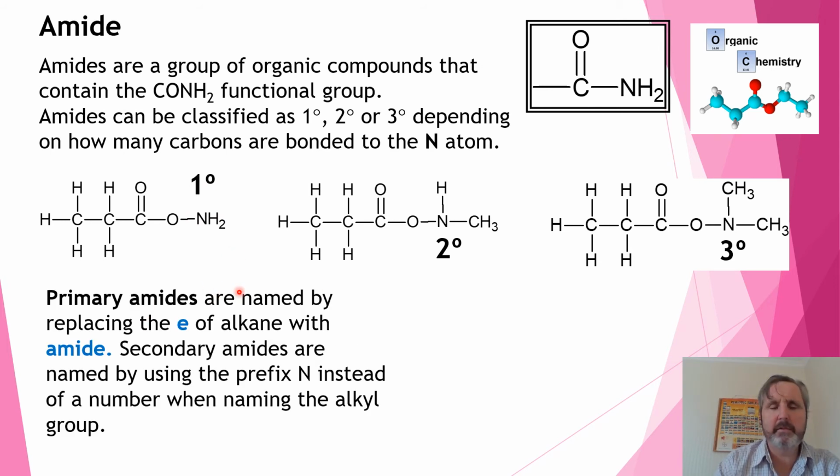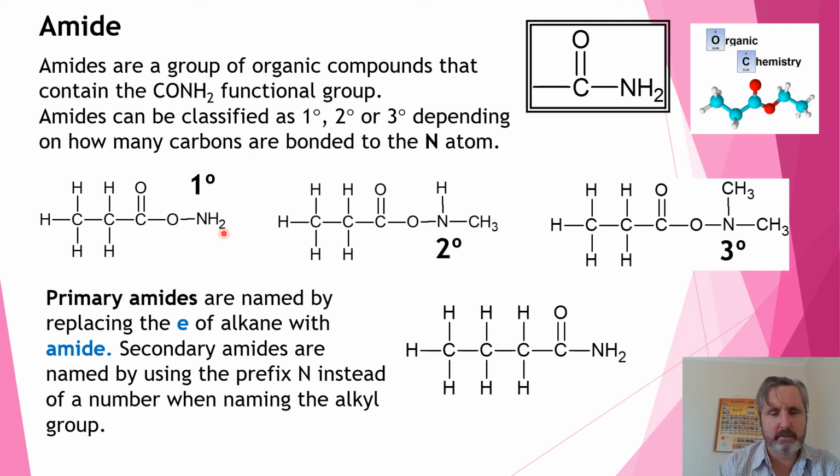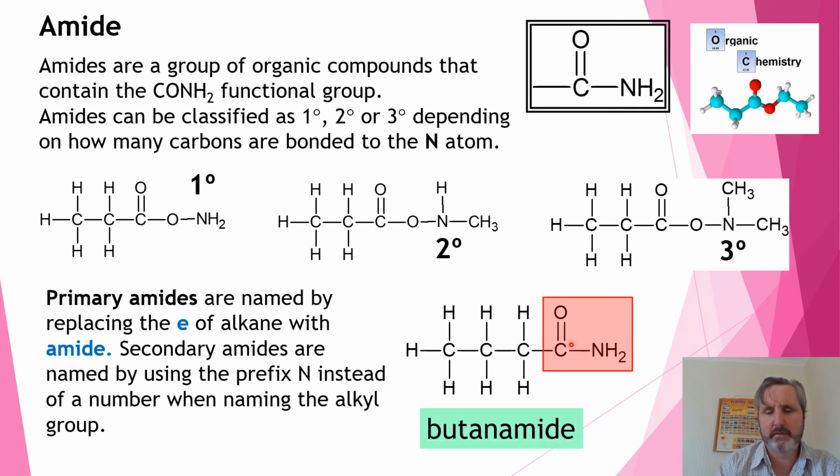They are named in the same way as the others: we take the e off the end and we put amide on the end. So this one here would be called propanamide. You say it as one word without a gap, propanamide. This one here, 1, 2, 3, 4, butanamide. And that's how we name amides.